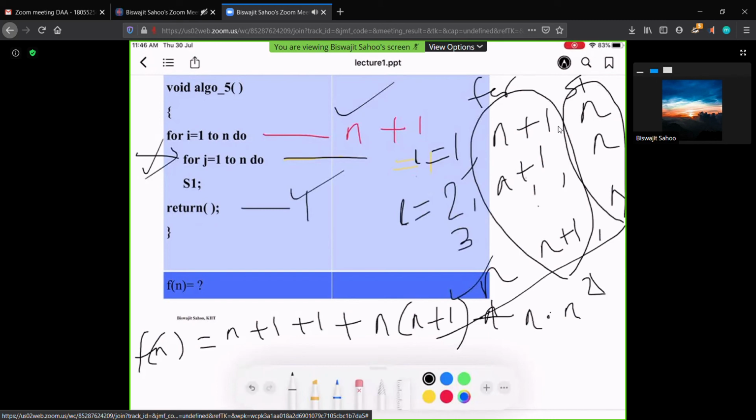Sorry, n into n. Is the statement understood by everyone? Yes or no? Yes, sir. If it is understood, now you keep a screenshot. I'm moving to the next slide.